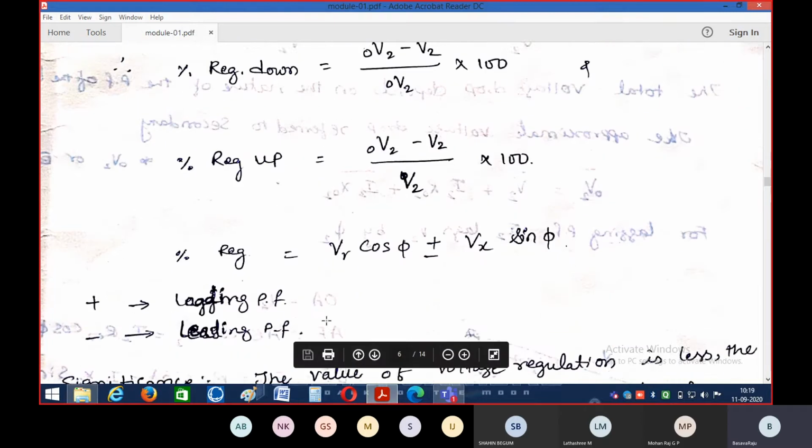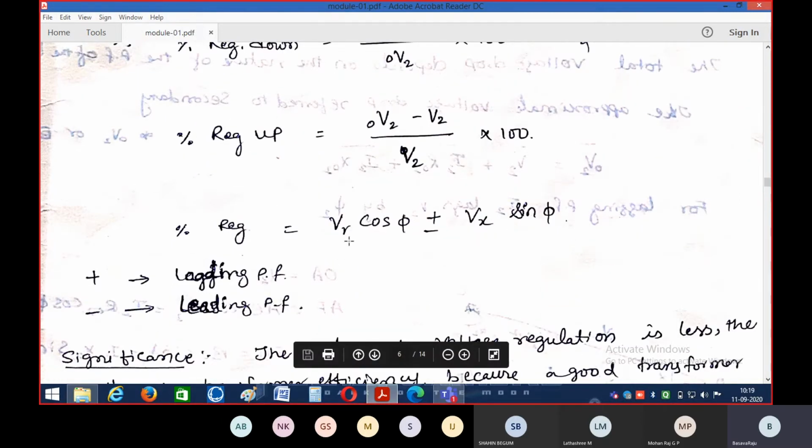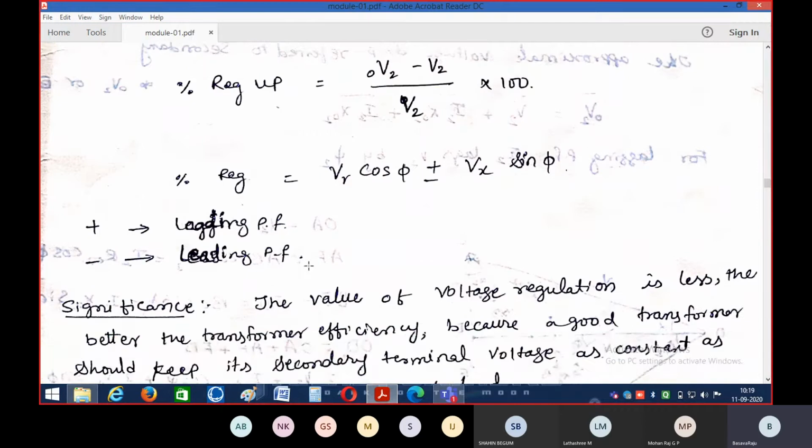Okay. So percentage voltage regulation we can represent as VR cos phi plus or minus Vx sin phi. Now let us discuss how this percentage voltage regulation, VR cos phi plus or minus Vx sin phi, is obtained using the vector diagram. I will derive this condition. Here plus is for lagging power factor as we already know, and the minus sign is used for leading power factors.